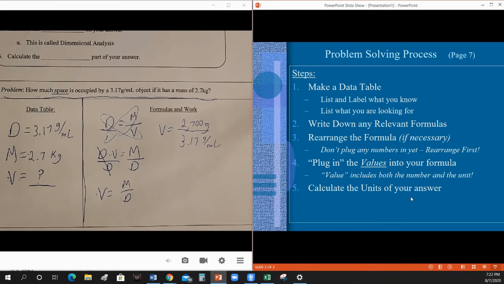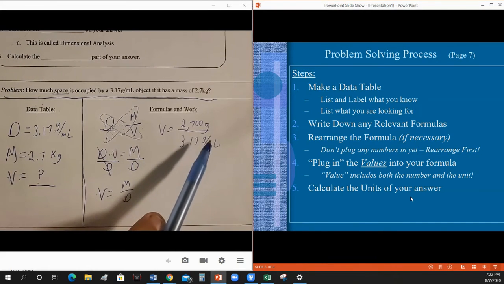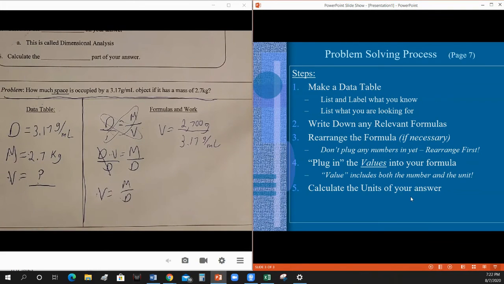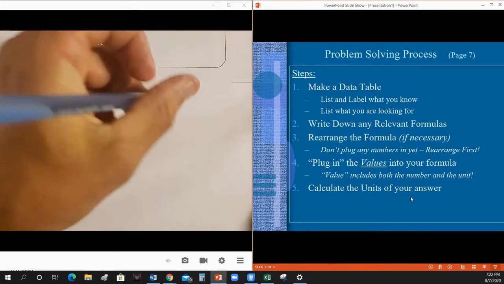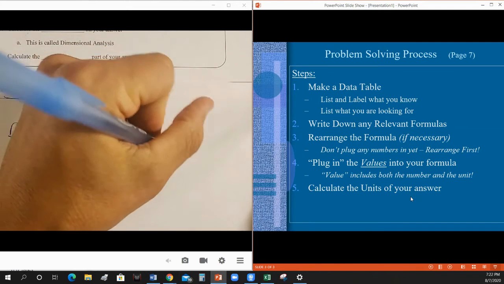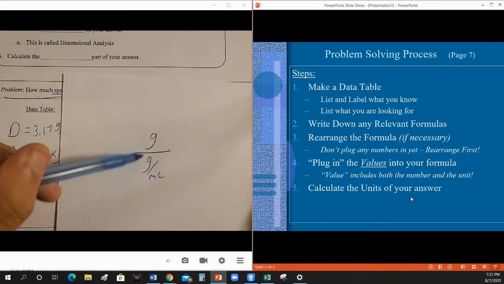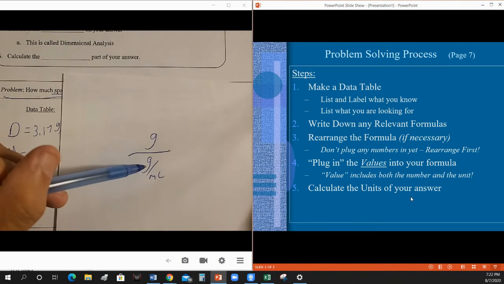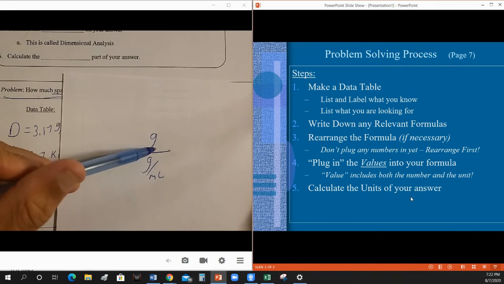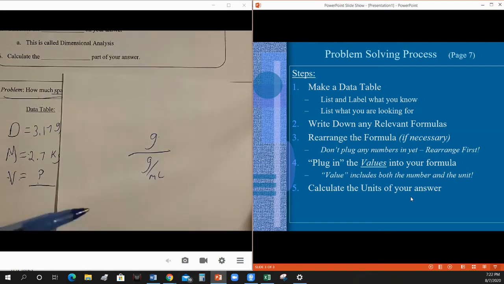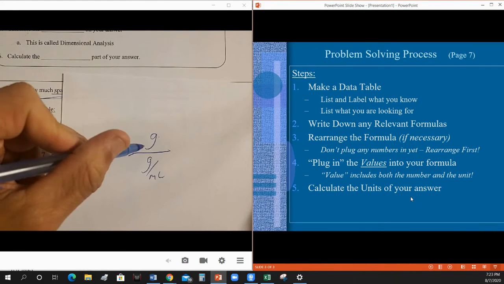Now we still have to calculate the units. And again, just use your algebra here. Treat these just like X's and Y's. We've got grams over grams per milliliter. So we've got a complex fraction. But remember, your trick is to invert the denominator and then multiply it times the top. Don't just say, oh, there's the G, there's the G, they cancel out. Make sure you're doing proper algebra on this.